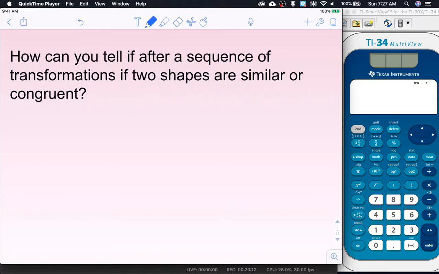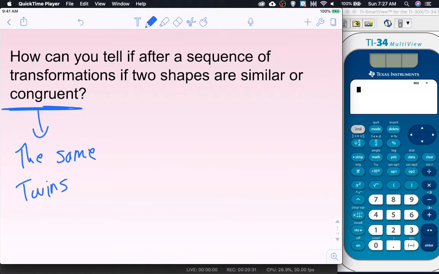Well, you can tell if they are congruent. I'll pick that one first. If they are equal, if they're the same. In the other lesson, I was using the word twinsies, if they're twins. So they should be twins. Same size, same shape, same everything. One might be facing the other direction or turned or something, but they are the same.